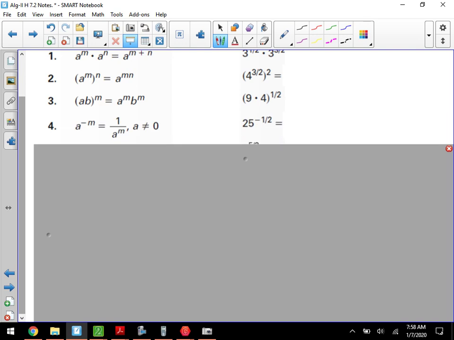Negative exponents, we did this yesterday as well. Whenever you have a negative exponent, it's not happy where it's at, which means you change its location. If it's not happy in the numerator, you send it to the denominator. If it's not happy in the denominator, you send it to the numerator. It works the same with the negative exponents.